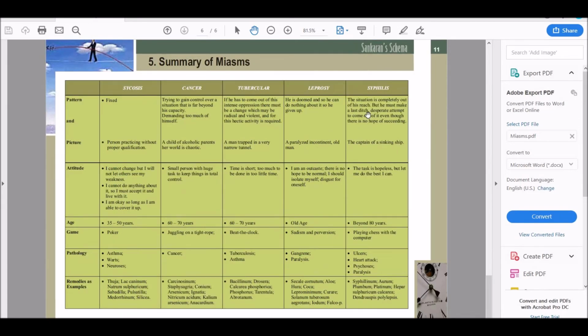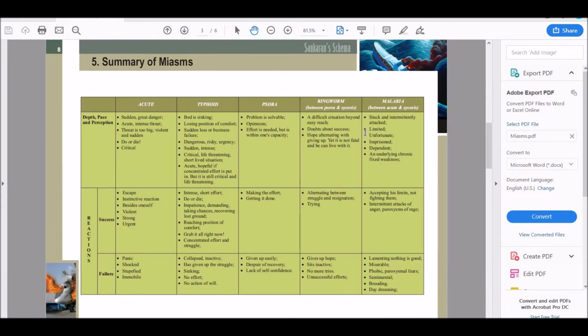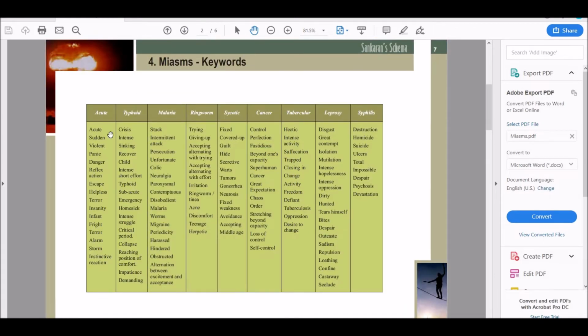If you look under syphilis, here's an overview, short form: sense of destruction, homicide, suicide, ulcers, total, impossible, despair, psychosis, devastation. Now, most people would not associate these states of great mental imbalance with a leftover disease state from an ancestor, that you actually inherited this sort of shadow nature of the disease. Even though the disease might have physically been eliminated, you can still carry the shadow of the disease.